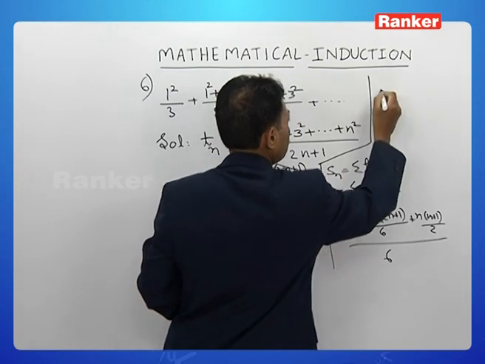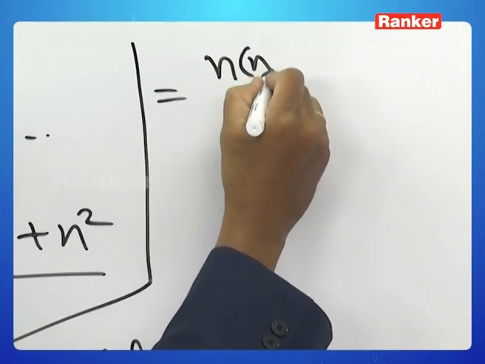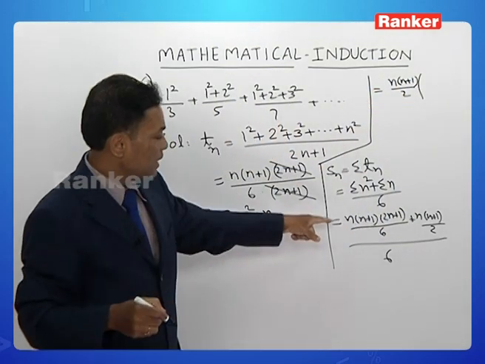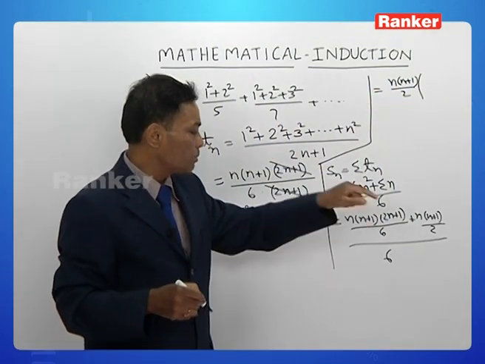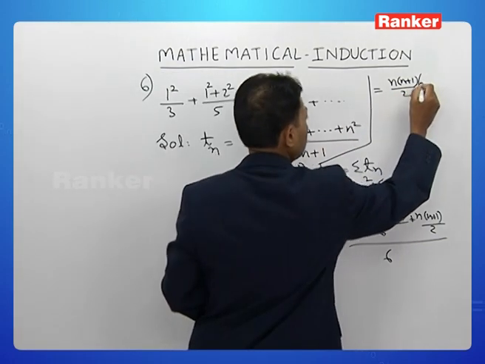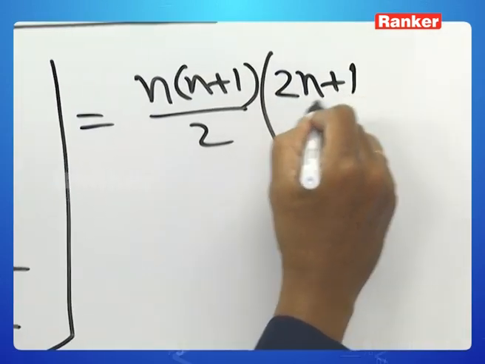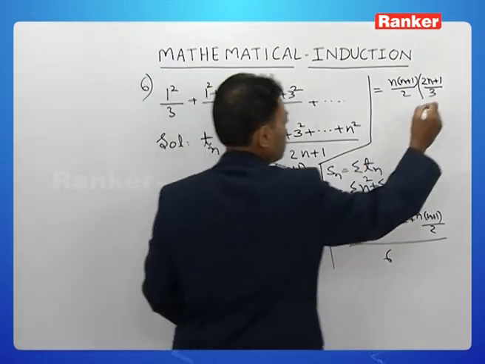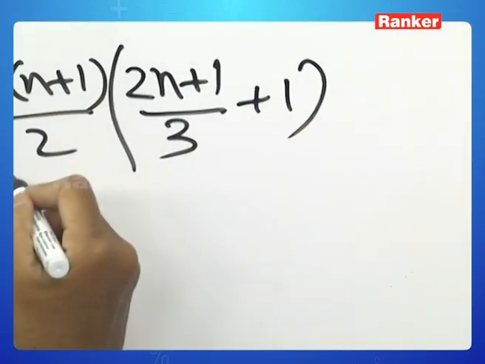Again the same thing, take n into n plus 1 by 2 common. So, if you consider n into n plus 1 by 2 common from this, what is remaining? n into n plus 1 by 2 is gone, so 2n plus 1 by 3 is there. So, in the bracket 2n plus 1 by 3. And here, total n into n plus 1 by 2 is taken common, so you get plus 1 here, by 6.